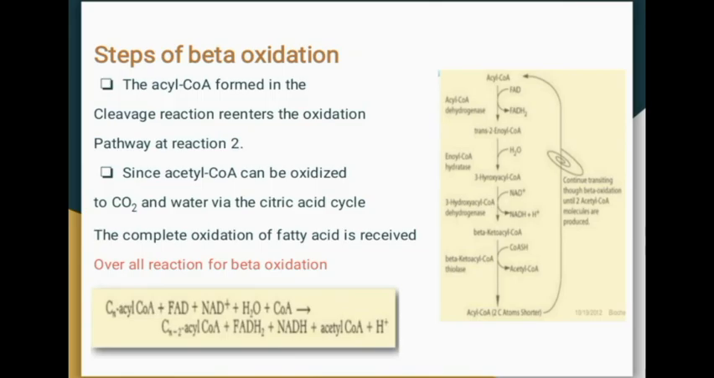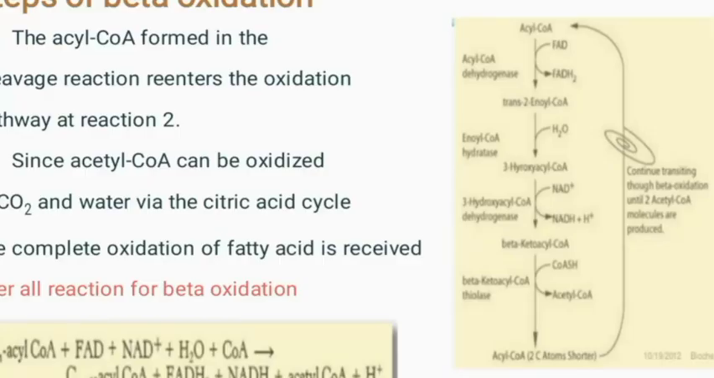The steps of beta oxidation: first, second, third and fourth. The first step is oxidation, the second step is hydration, the third step is oxidation again, and the fourth step is cleavage or thiolysis. In the first step, acyl-CoA is converted into trans-2-enoyl-CoA. In the next step, hydration, the trans-2-enoyl-CoA is converted into 3-hydroxyacyl-CoA.